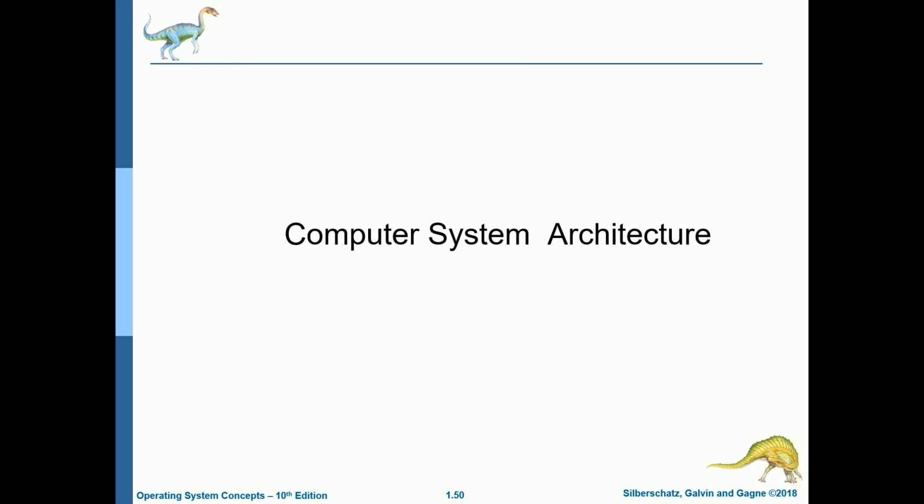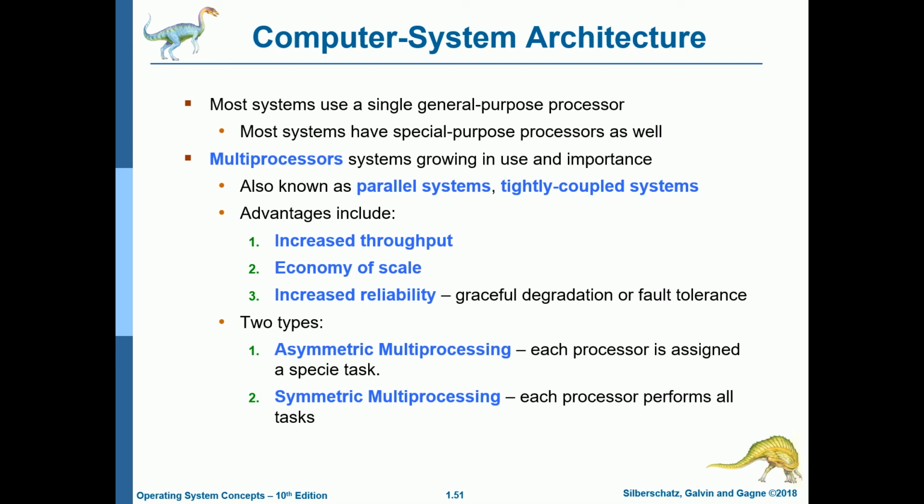Now we need to look at a computer system's architecture. Most systems use a single general-purpose processor. Multiprocessors are growing in use and importance, and these are known as parallel systems or tightly coupled systems. Using multiprocessors gives you increased throughput, better economy of scale, and also increased reliability. Now, in multiprocessors, you have two types. You have asymmetric multiprocessing, where each processor is assigned a specific task, or symmetric multiprocessing, where each processor performs all the tasks.